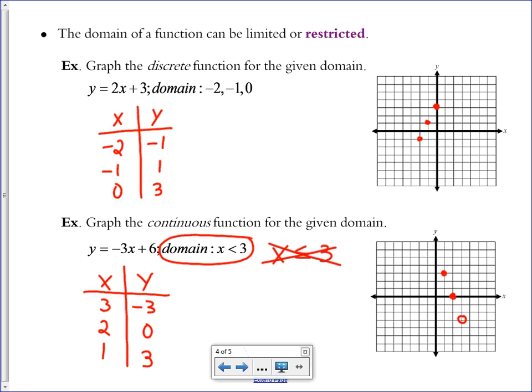That's the direction my graph is going. And it would continue on forever in that direction. So I will put an arrow in that direction and not go past my open circle. And that's the graph of the continuous function for that specific domain. That is all.